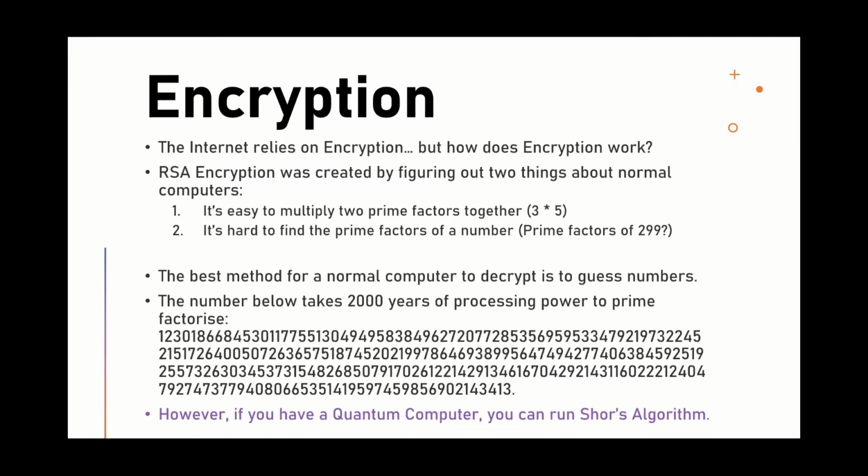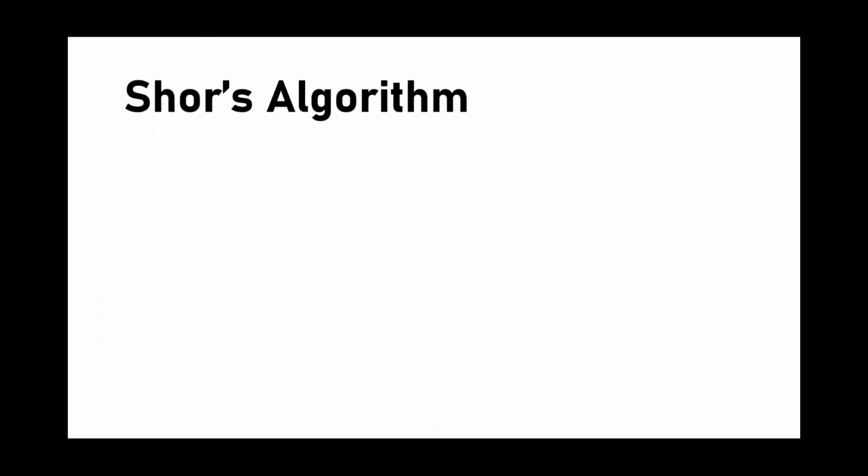However, if you have a quantum computer, you can run something called Shor's algorithm, which means that it can find the prime factors of numbers insanely quickly. So what is Shor's algorithm? Let's run down through this. Let's say we have a number n that we're trying to factorize. And we have a and b be the factors of n. So a times b will be equal to n.